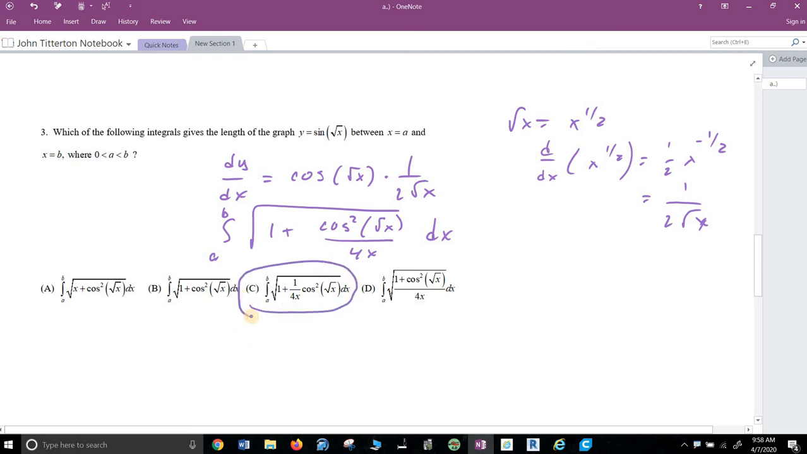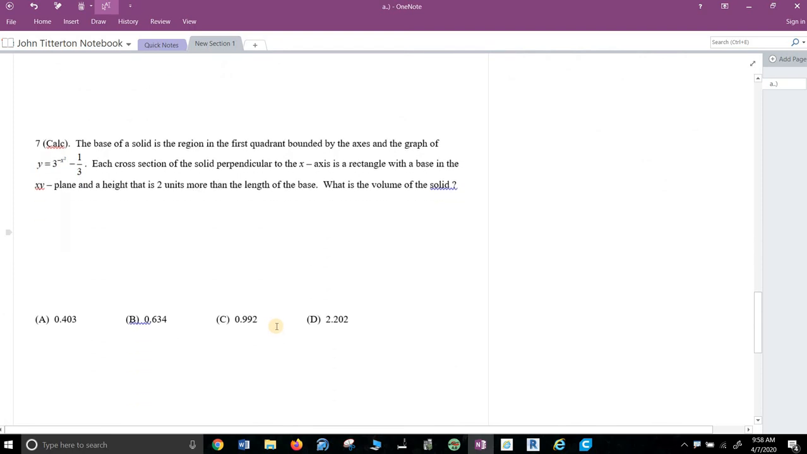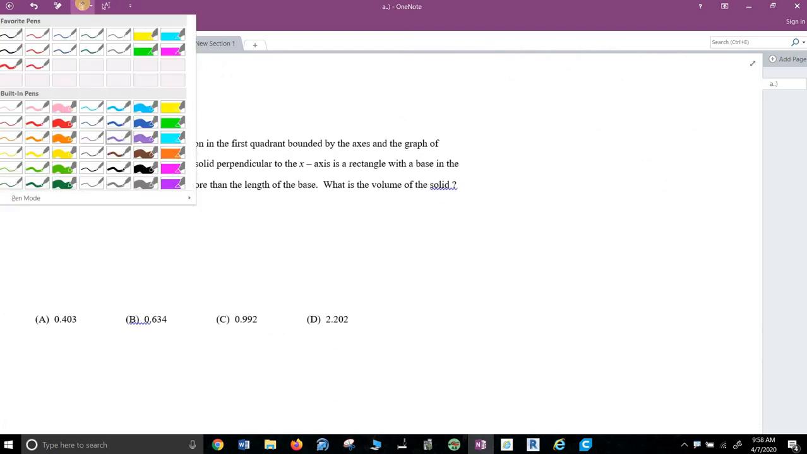Woohoo, I'm on a roll. I got another one right. Lucky day. This is a calculator problem, so I'll cheat.